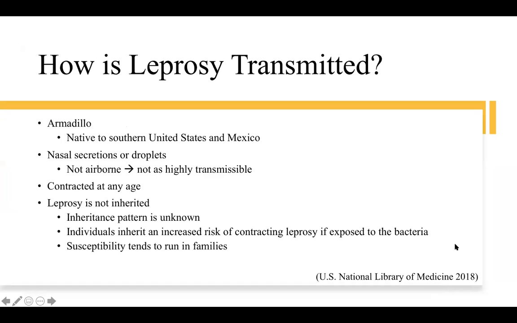As far as how leprosy is transmitted, most of the time we know it is transmitted through a species of armadillo, which is native to southern United States and Mexico. Just touching any type of droplets that the armadillo might secrete would get a human to be exposed to the Mycobacterium leprae, but that does not necessarily equate to them contracting leprosy. It's just an exposure. However, if there are nasal secretions or droplets, it's more likely to be transmitted, and it is not airborne, which means it's not as highly transmissible as other mycobacteria we know of, like tuberculosis.